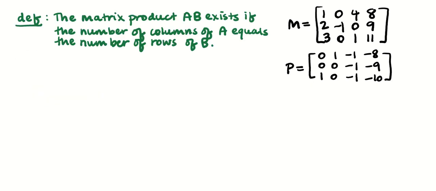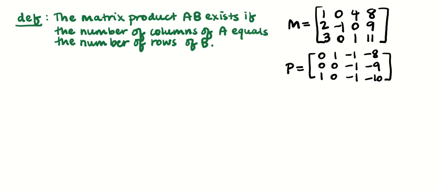Okay, so let's look at some matrix multiplication now. The matrix product A times B exists if the number of columns of A equals the number of rows of B. Okay, so we're not going to be able to multiply M by P or P by M, right? That's not going to be possible. It's not going to be defined.